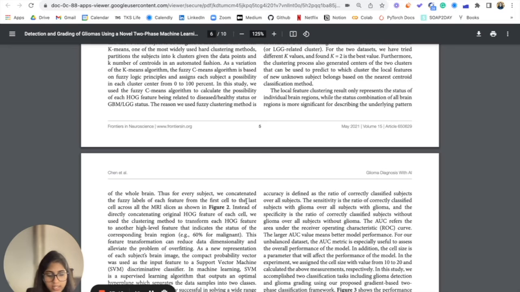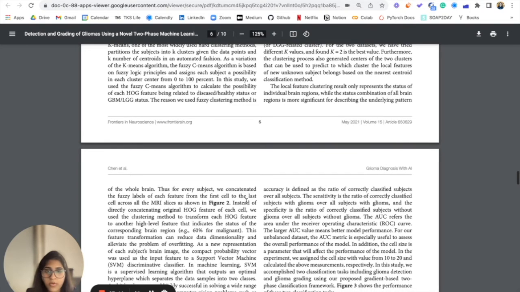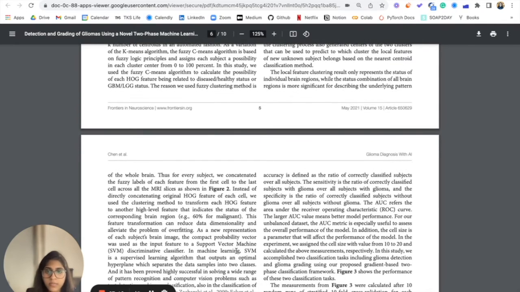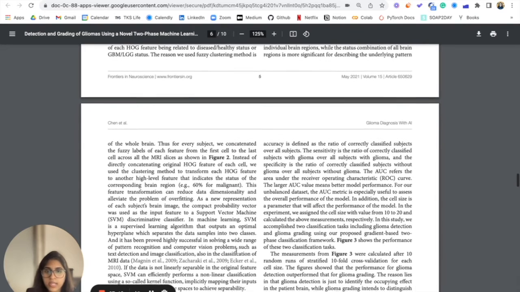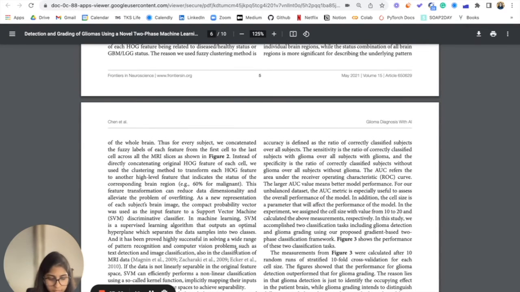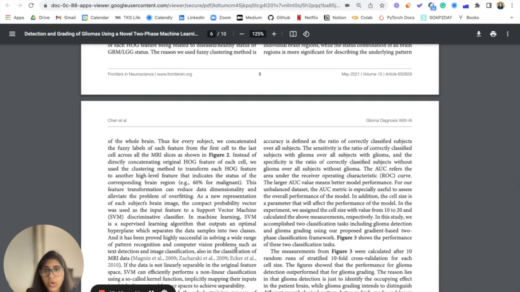Then it starts talking about how a support vector machine would play into this as well, and how it separates the data samples into two classes. I'm going to be completely honest, this part was a bit hard for me to understand, because I'm trying to understand how a support vector machine plays into classification. I looked a bit deeper, and it started talking about this kernel trick, but I think I just have to look more into this as well.